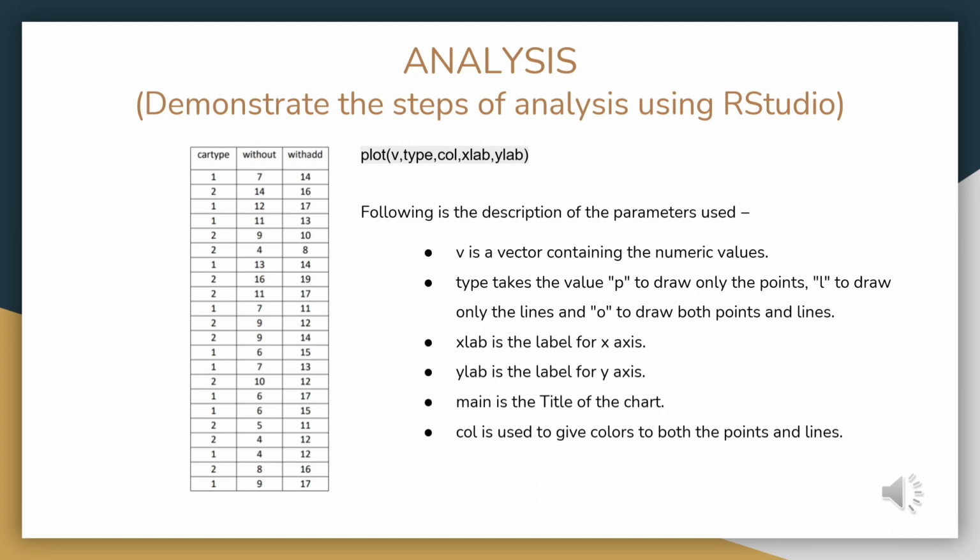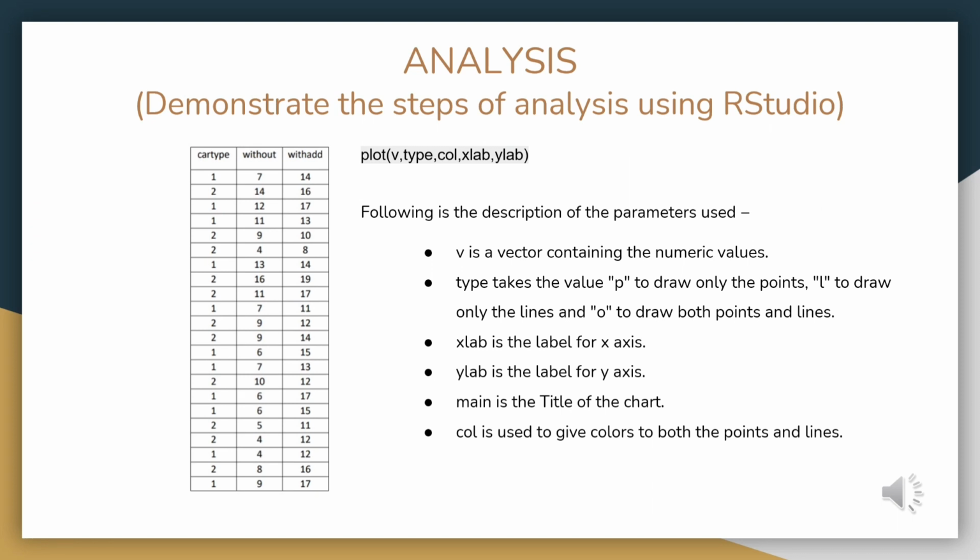The next is for line chart. The R code for line chart is plot(v, type, col, xlab, ylab). v is a vector containing the numeric values. type takes the value p to draw only the points, l to draw only the lines, and o to draw both points and lines. xlab is the label for the x-axis.